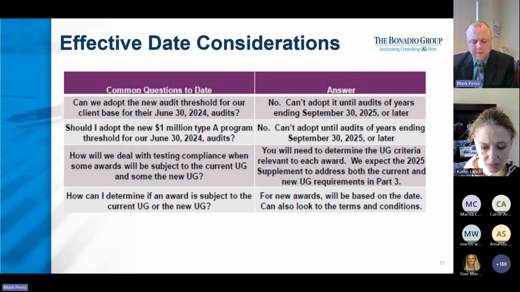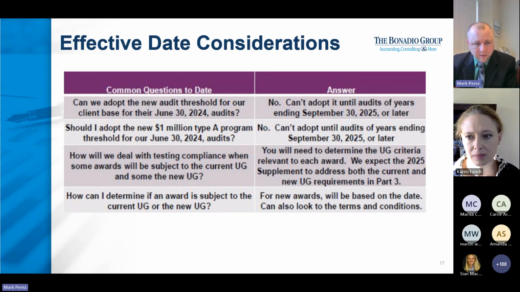So, kind of a frequently asked question format: can we adopt the new standard threshold for our June 30th, 2024 audits? I know this is written from the auditor point of view, but it's still worthwhile for our client base. No, you can't adopt until for years ending 9/30/2025, as I just mentioned, or later. Should you adopt the new $1 million Type A program threshold for June 30th, 2024 audits? Again, no.